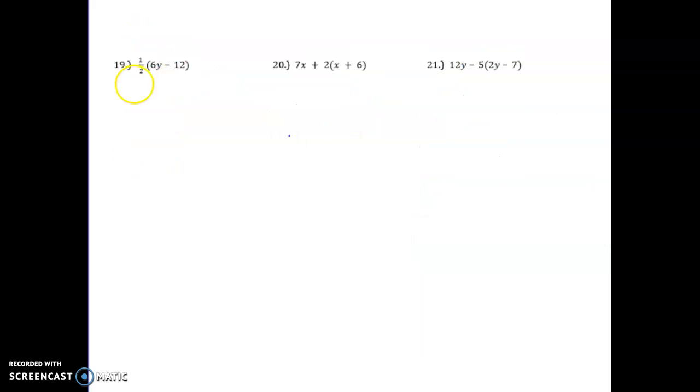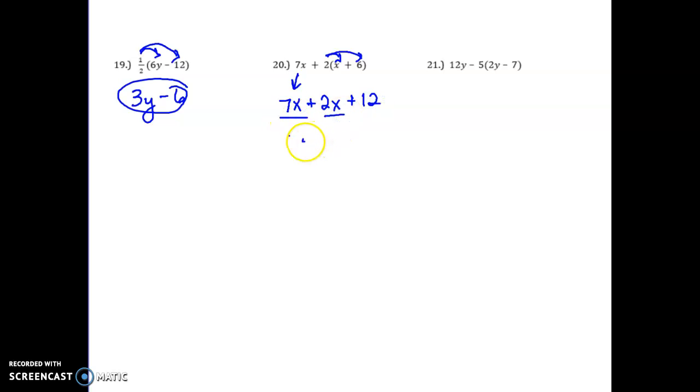Number 19, if I distribute, and at this point I'm going to skip that middle step, 1/2 times 6y is 3y, and 1/2 times negative 12 is negative 6. So there's my answer. Here, my 7x would come down, and I would distribute my 2. My 2 times x is 2x, and my 2 times 6 is 12. I'd combine my like terms, and I'd get 9x plus 12.